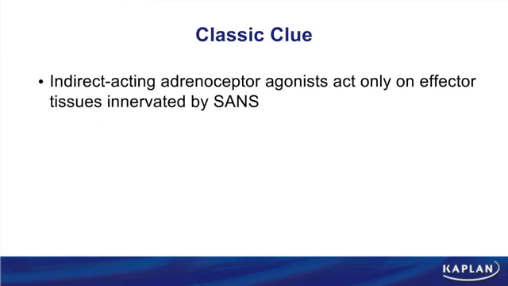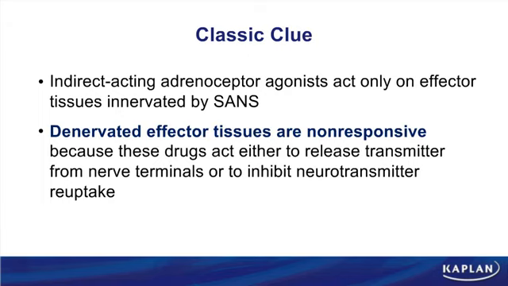In the margin is a note called Classic Clue, and it reminds us, if you're an indirect acting adrenergic agonist, you're only going to work on innervated tissues. In other words, if you have a denervated system, if you're lacking the nerve, if you don't have an adrenergic nerve, none of these drugs are going to work. So if we experimentally remove the adrenergic nerve, or if you're dealing with a non-innervated adrenergic receptor like most beta-2s, none of these drugs in the middle of the page called indirect agonists will have an effect on that tissue.